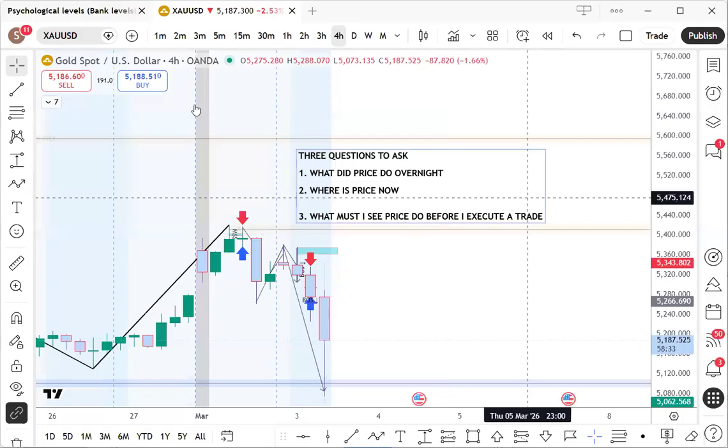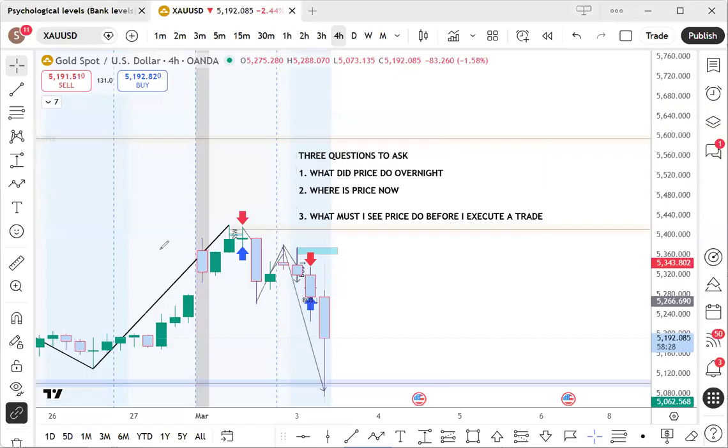Remember, as we like to say, we always want to know what price has done before. So I asked the question, what did price do overnight? Where is price now? And what must I see price do before I execute a trade? Those are the three questions.